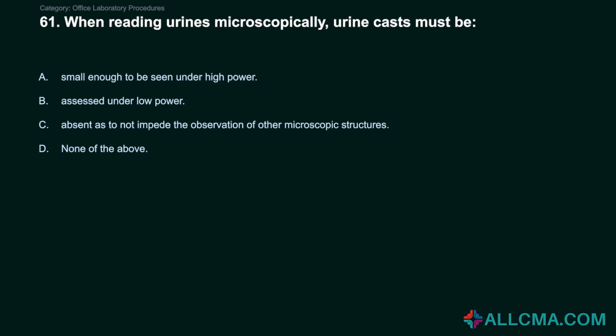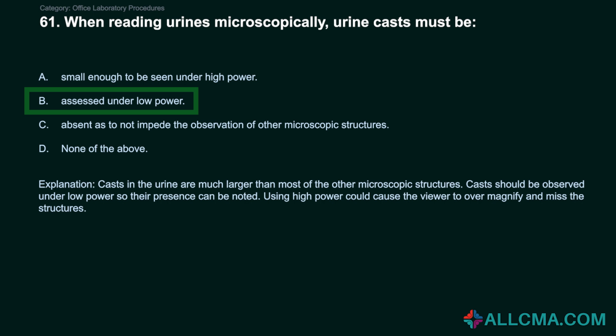61. When reading urines microscopically, urine casts must be A. Small enough to be seen under high power. B. Assessed under low power. C. Absent as to not impede the observation of other microscopic structures. D. None of the above. Correct answer, B. Assessed under low power. Casts in the urine are much larger than most of the other microscopic structures. Casts should be observed under low power so their presence can be noted. Using high power could cause the viewer to over-magnify and miss the structures.